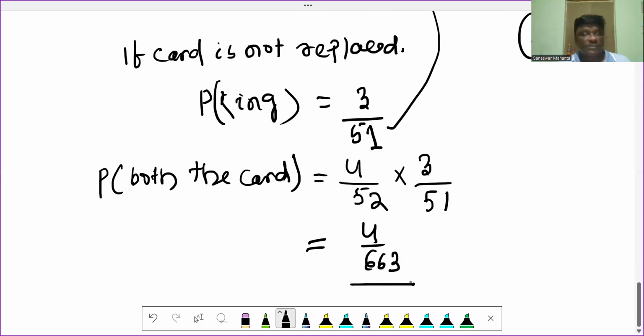Okay. So this is conditional probability, or multiplication rule. We'll see again some examples of conditional probability in the next class.